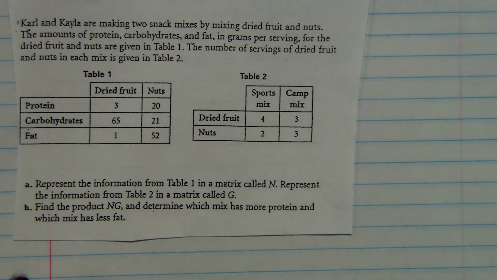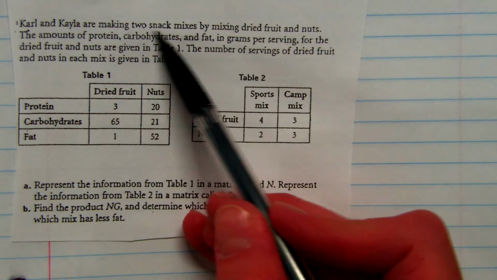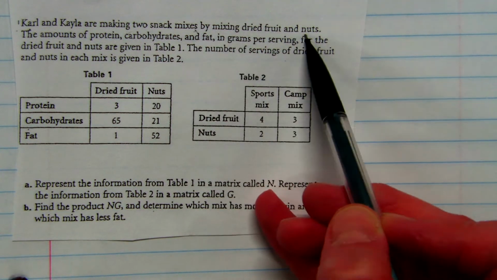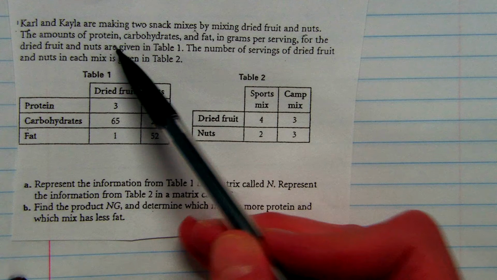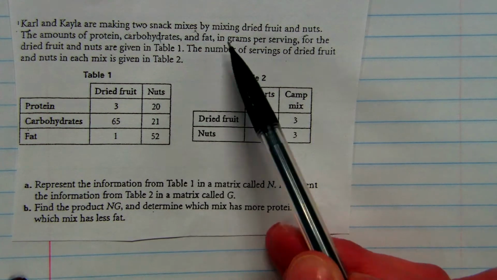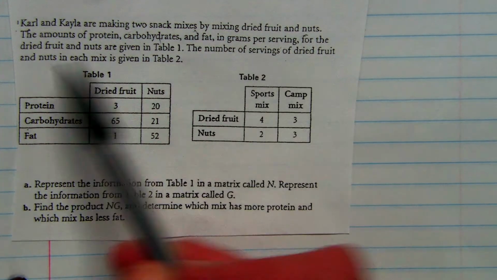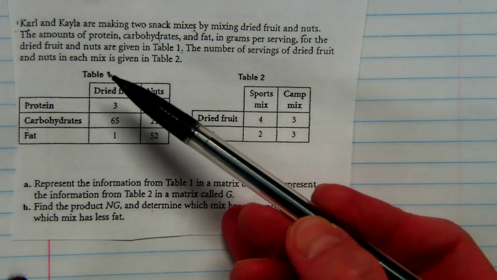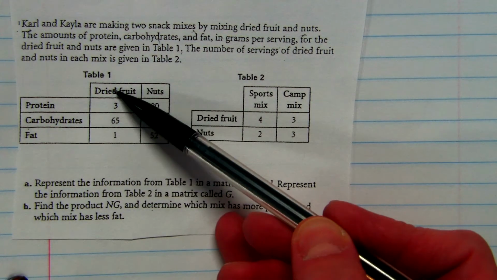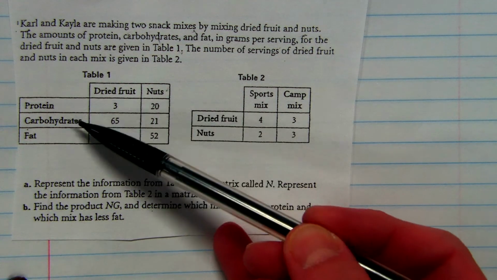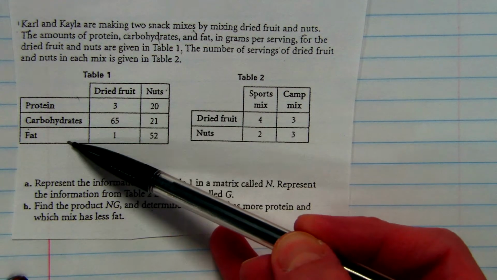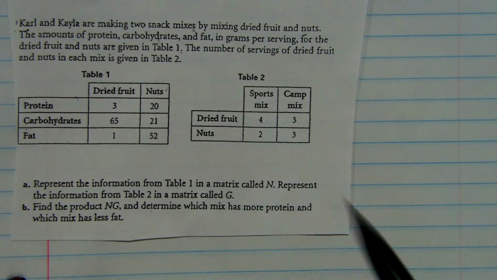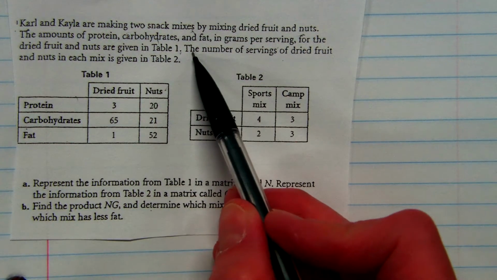All right, Carl and Kayla are making 2 snack mixes by mixing dried fruit and nuts. The amounts of protein, carbs, and fat in grams per serving for the dried fruit and the nuts are given in Table 1. So let's look at that. Here's Table 1. We've got dried fruit and nuts along the top, protein, carbs, and fat along here. So they've organized it into a nice table. It's all labeled for us. Does that mean it's a 2x3? Okay, it's not a matrix yet.